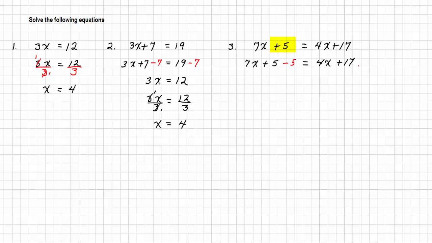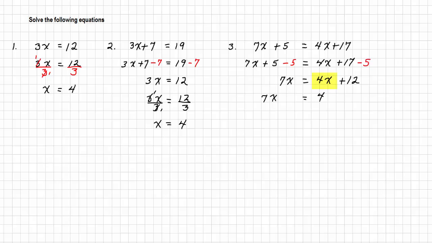So on the left, you have 7x plus 5 minus 5, and on the right, 4x plus 17 minus 5. So on the left side, we're left with 7x because the plus 5 and minus 5 become 0. On the right side, the 4x plus 17 minus 5 becomes 4x plus 12.